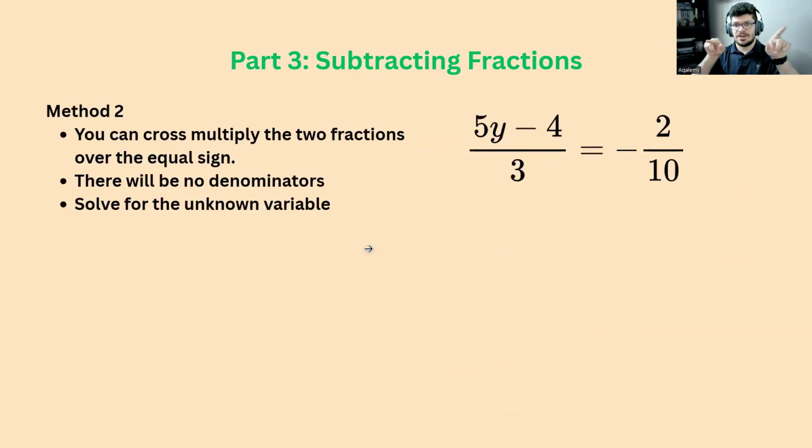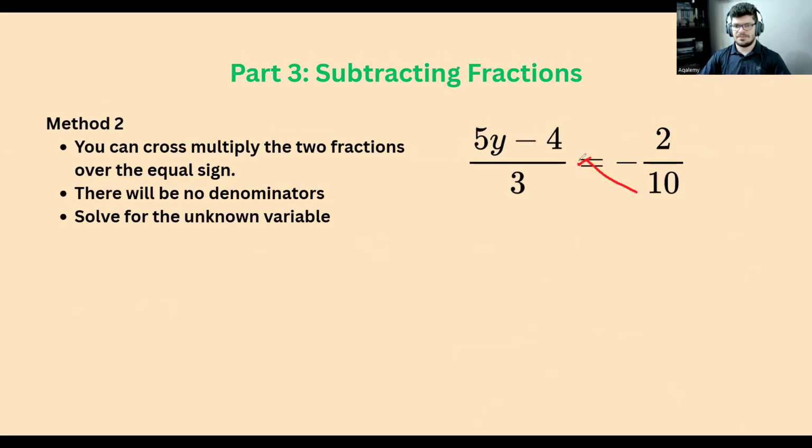Method 2, cross multiply. So you can see it already. This 10 multiplied by that, this 3 multiplied by that. So this is what it looks like. 10 multiplied by 5y minus 4. Let's use the other color just for convenience so you can see what's happening. Equal. Now just be careful. This 3 and that negative sign stick with the numerator, so it'll be negative 2.